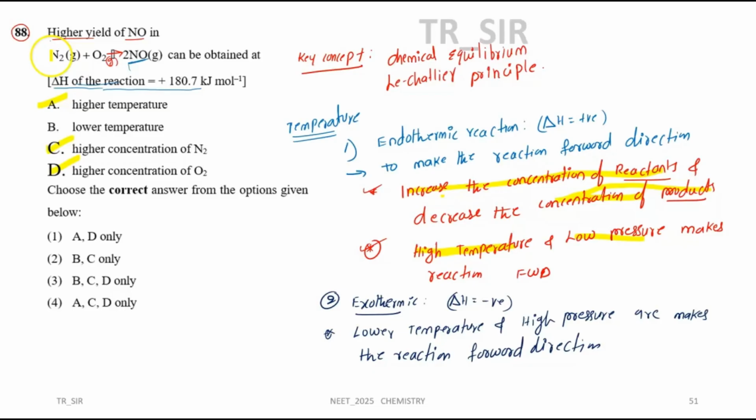So what will happen now? We are getting A as the correct statement, C is correct, D is correct. So we have A, C, D. A, C, D will make the reaction go in the forward direction, that means give the higher yield of the product. Okay. So the given option is 4.